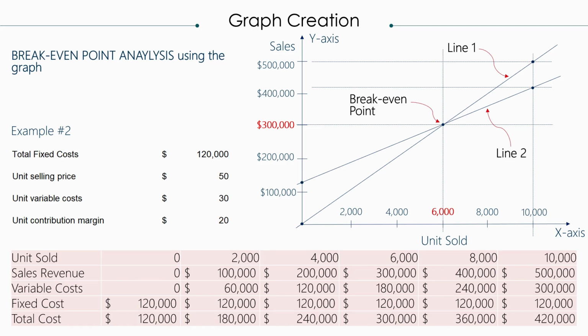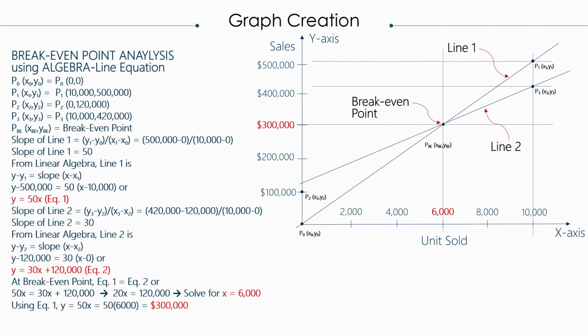And to verify this, I will use linear algebra. In this case, the result is the same. At break-even point, equation 1 equals equation 2. So we solve for the value of x, which equals 6,000, and the value of y, which is the sales revenue, is 300,000, which is the same.